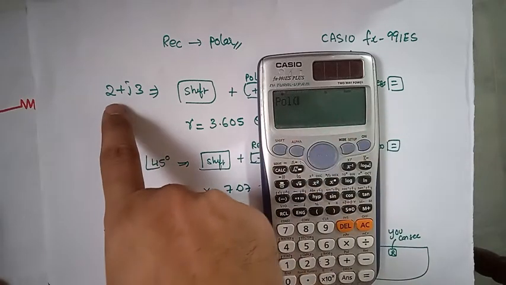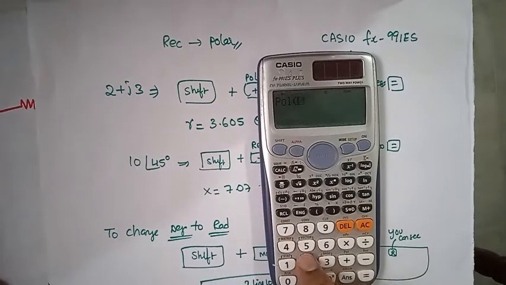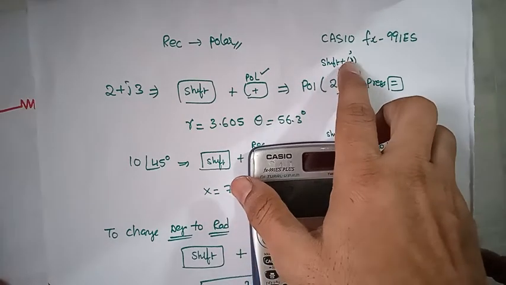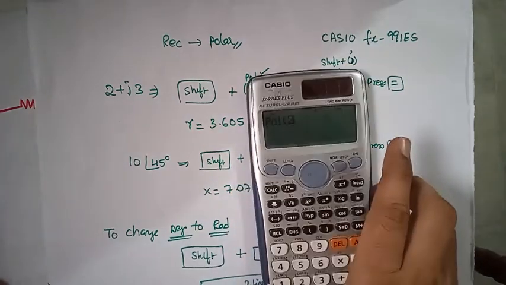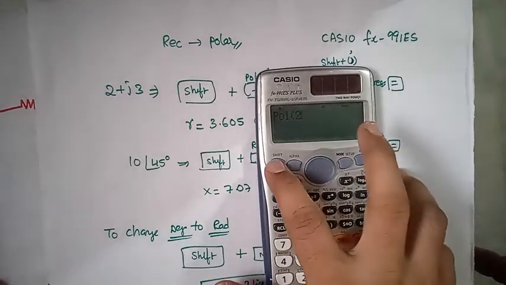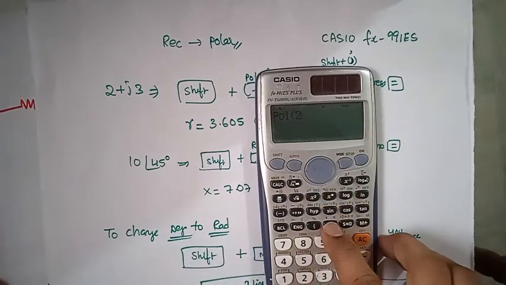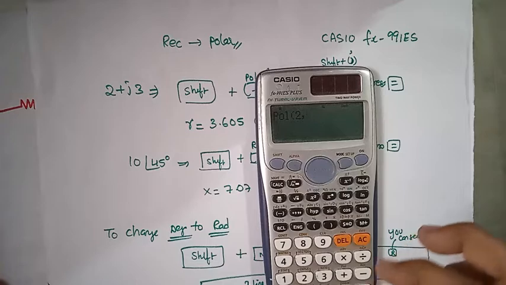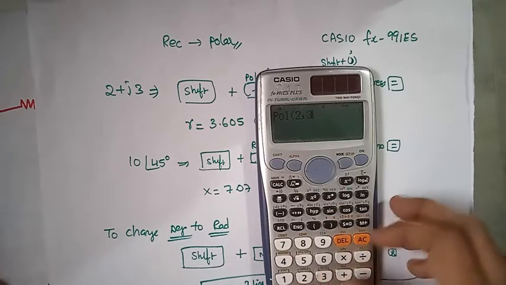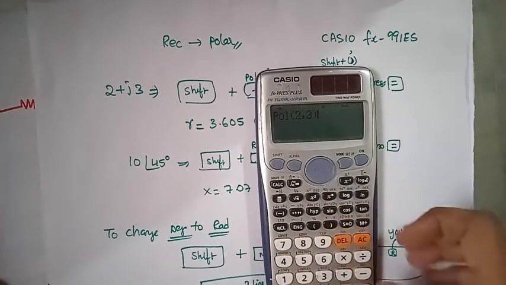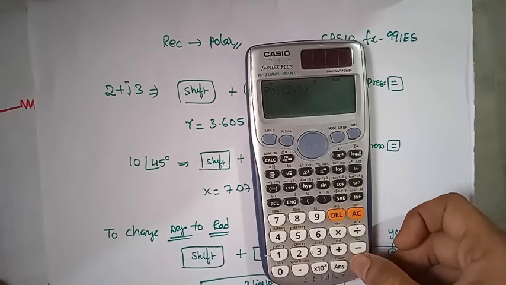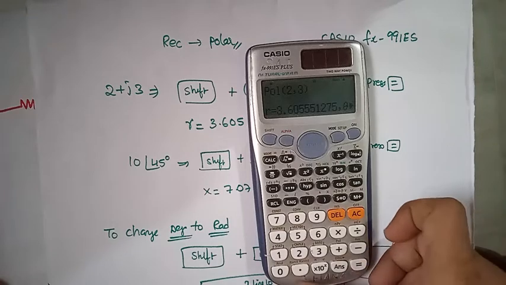First I need to insert 2, then after 2 I need to insert a comma. How to insert a comma? Press Shift and then the closing bracket. You can see the comma is introduced in the display. Then I need to enter 3 and close the bracket. Then if you press equals, you get the polar form.